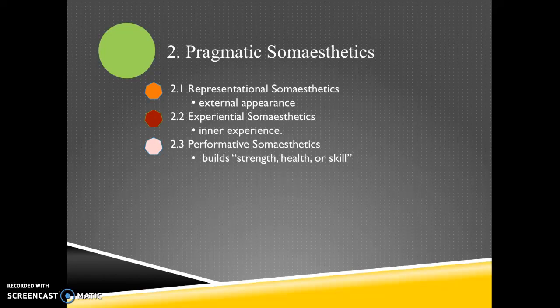Dr. Schusterman classifies the branch of pragmatic somaesthetics into three dimensions, as I just mentioned: representational, experiential, and performative somaesthetics. Representational somaesthetics orientates itself toward external appearance, concerned more with the body's surface forms. On the other hand, experiential somaesthetics orientates itself toward inner experience. According to Dr. Schusterman, it aims at making us feel better in both senses of that ambiguous phrase, to make the quality of our somatic experience more satisfying and also to make it more acutely perceptive.